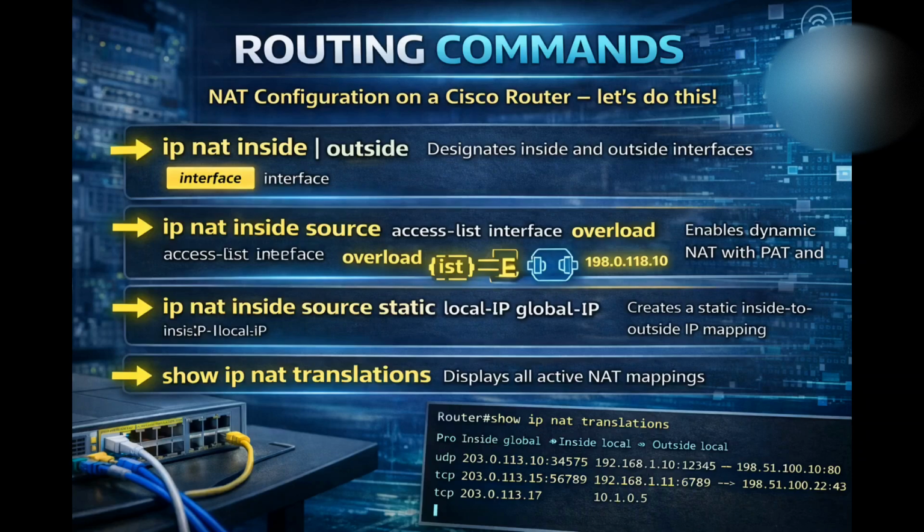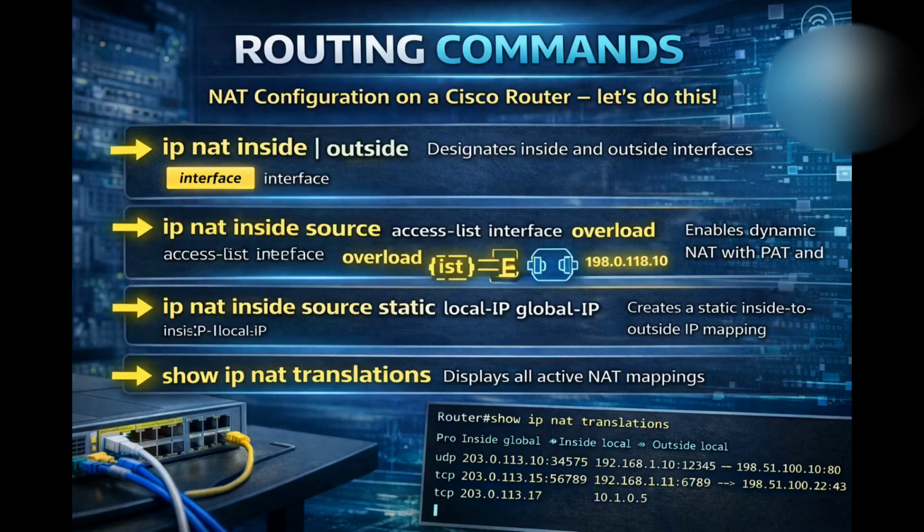Next, ip nat inside source, followed by an access list and the interface with the keyword overload. This enables dynamic NAT with PAT, allowing multiple internal devices to share one public IP address. That's Port Address Translation in action.